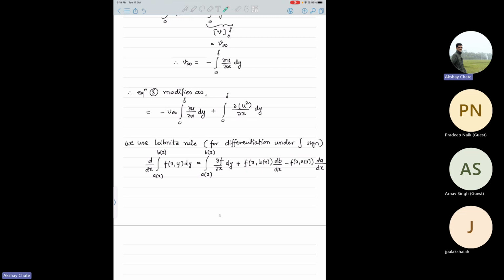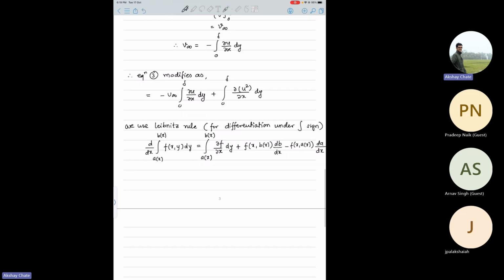So now we have two terms, right? This term and this term. So you analyze each of them separately. What you do, first, we will take the first term.